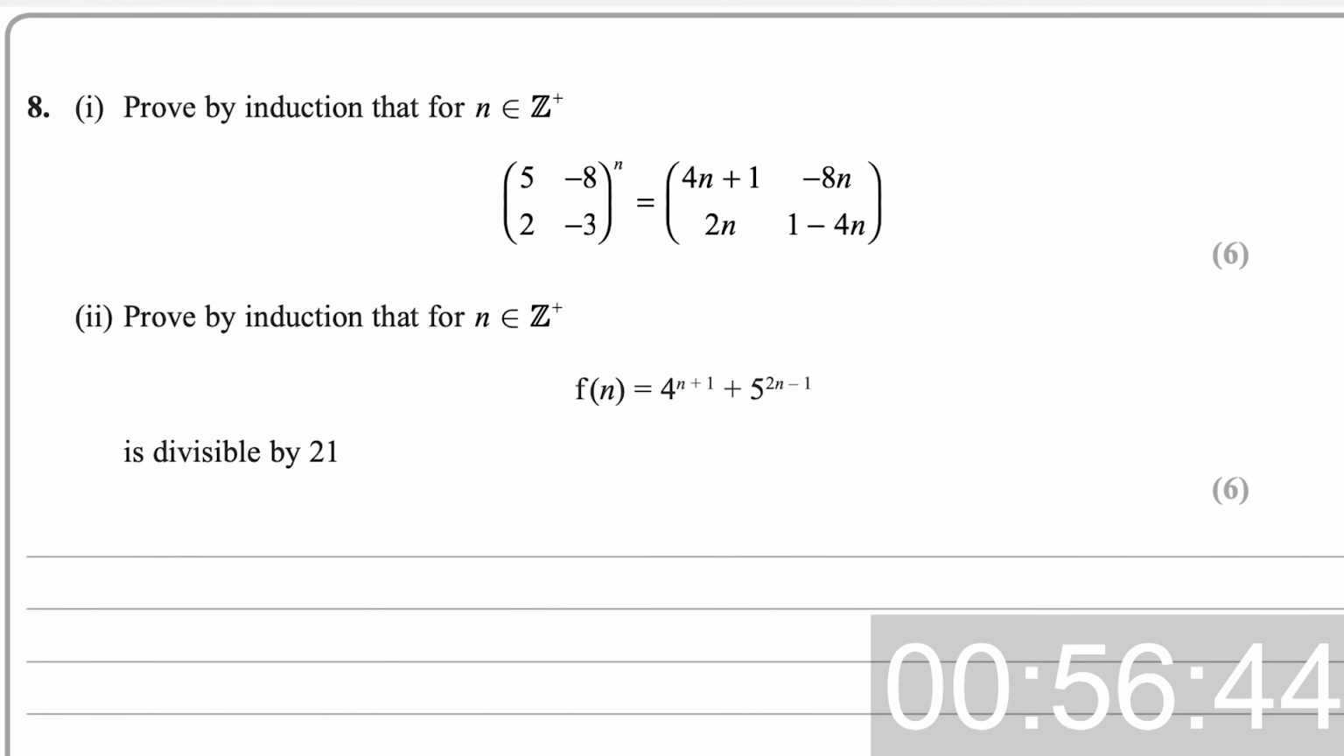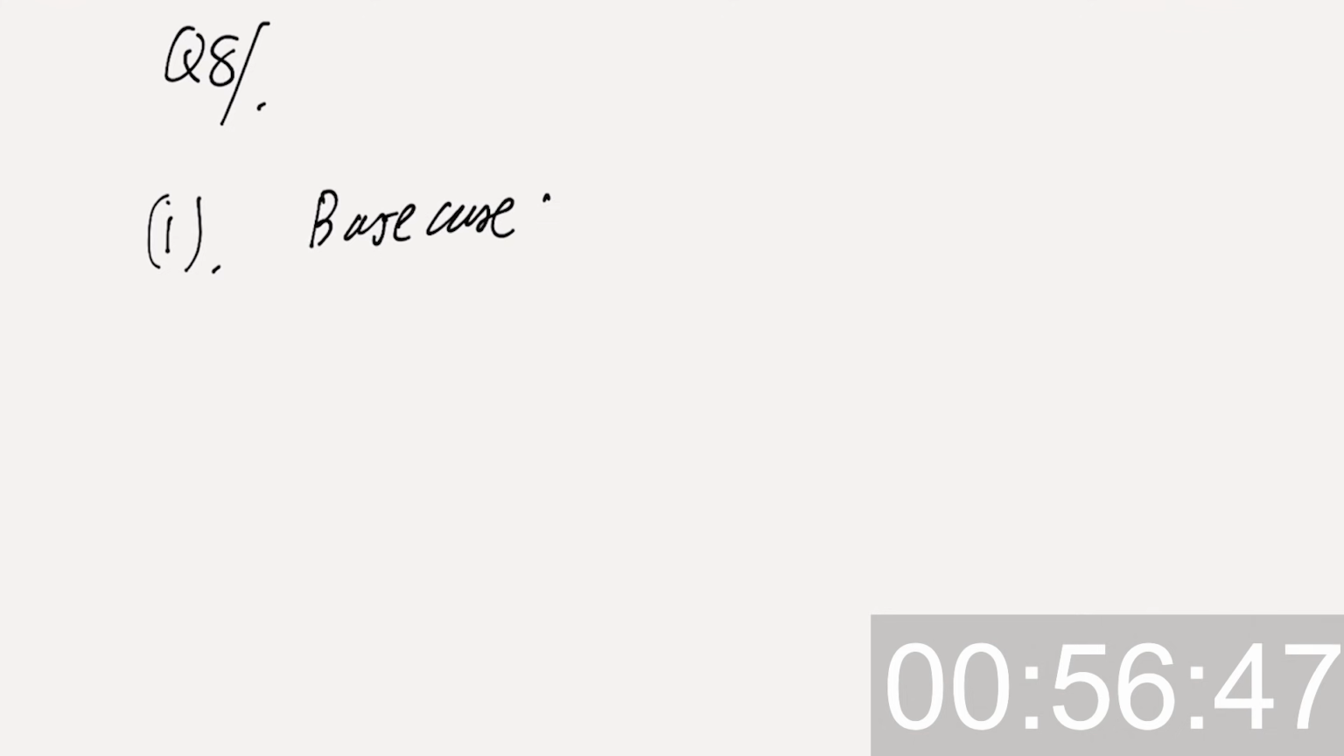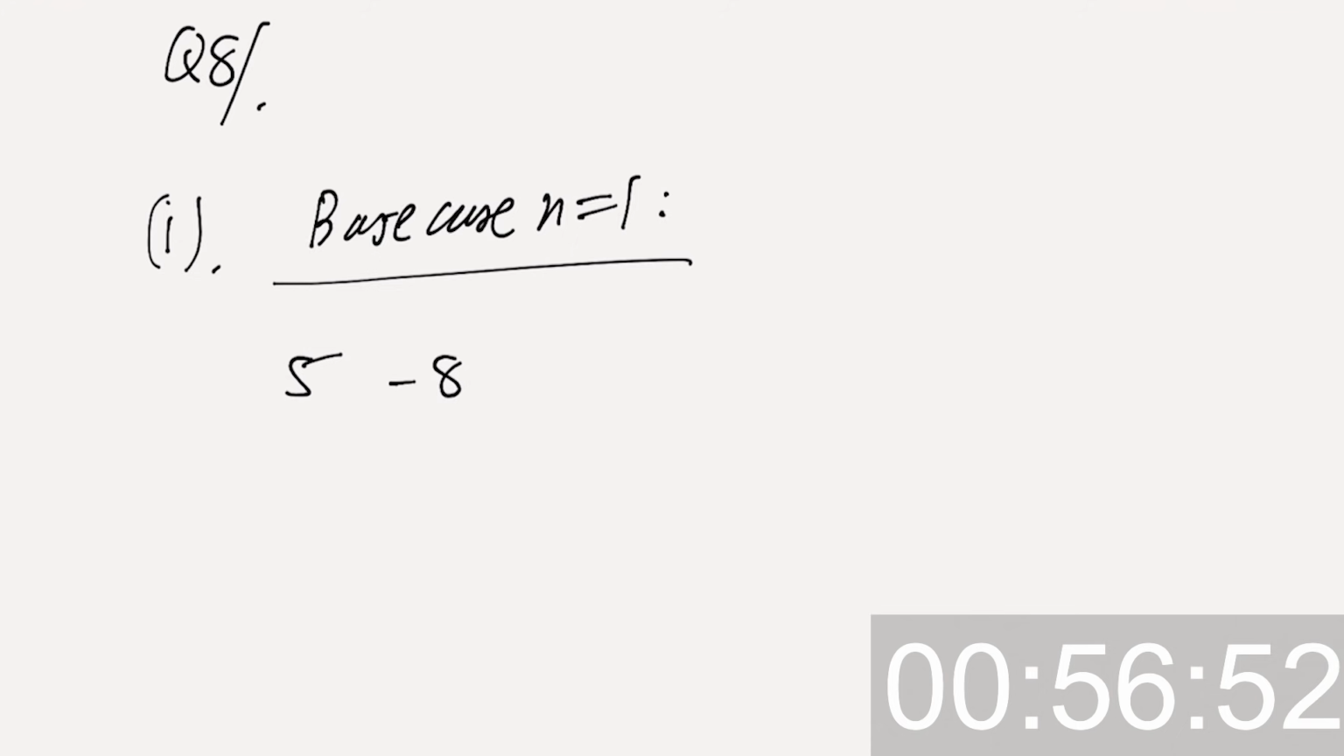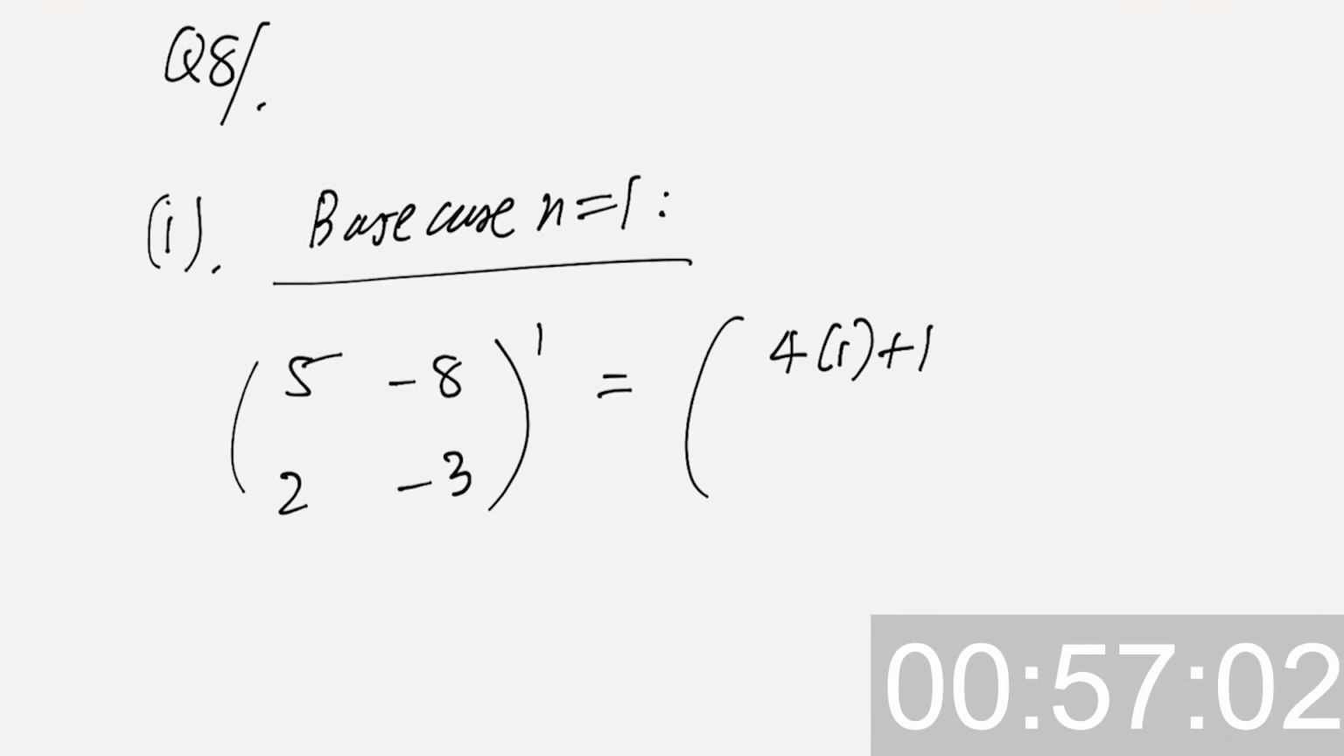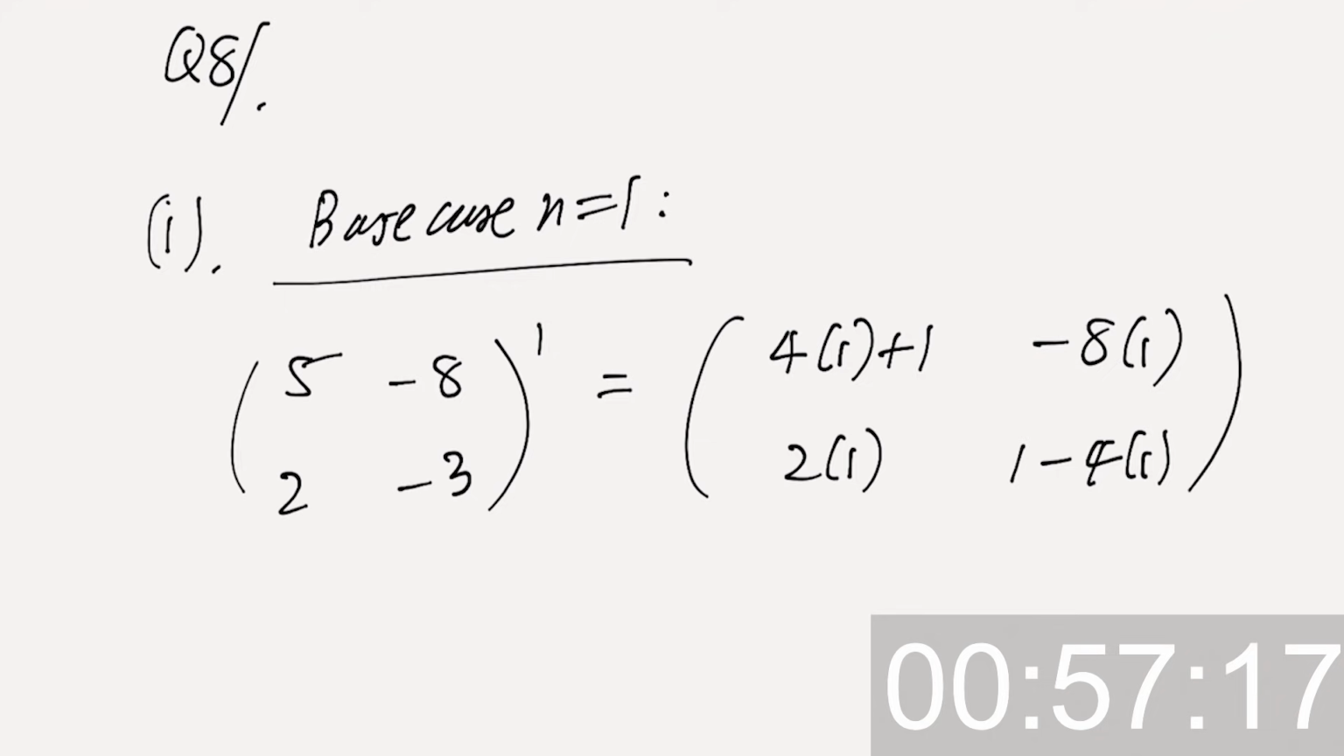So we're going to consider our base case, which is when n is equal to 1. So the matrix 5 minus 8, 2 minus 3 to the power 1 is just equal to, I can just write that in the correct form, so 4 times 1 plus 1, that's 5. Minus 8 lots of 1, that does give me minus 8. And then that's the same as 2 times n, yes. And then minus 3, so 1 minus 4 lots of 1. Perfect. So it satisfies the base case.